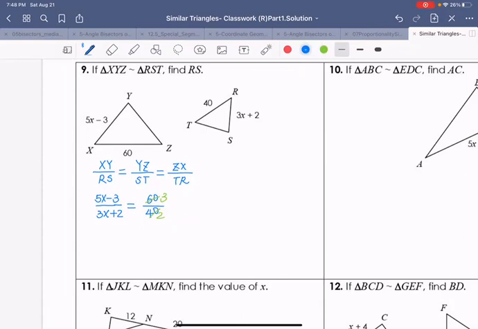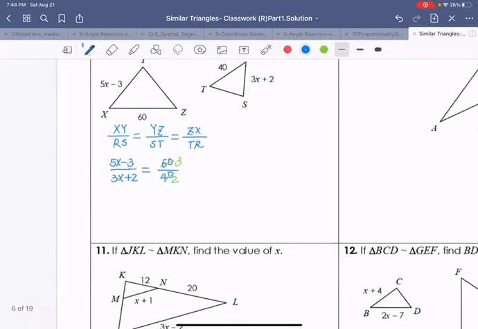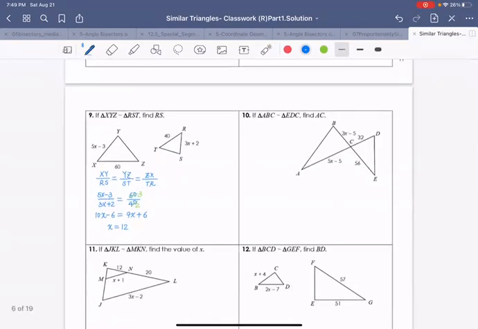Continue. Cross multiplication. So it would be 10x minus 6 equals 9x plus 6. There you go. We add 6 to both sides and then minus 9x, and then x would be 12. Very good. Okay, that's nice.